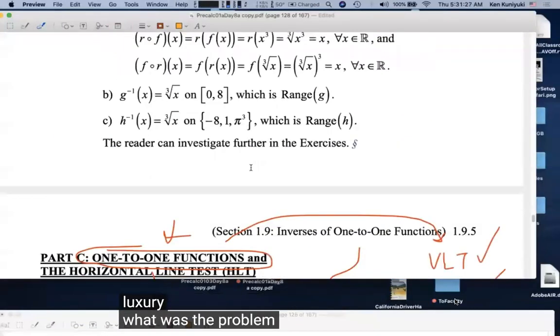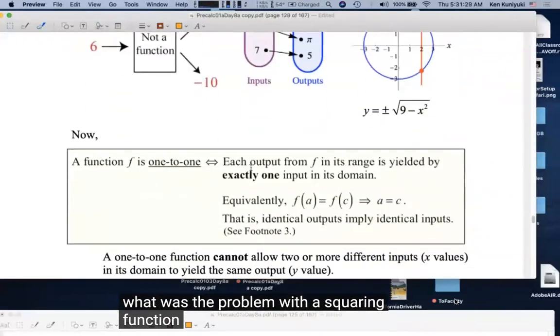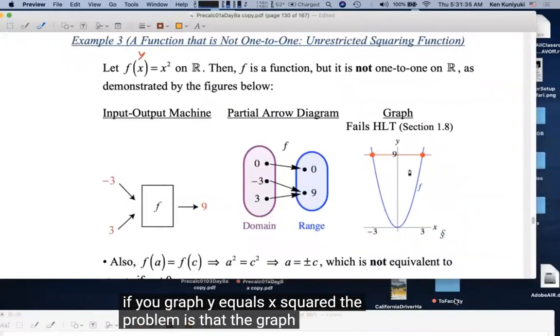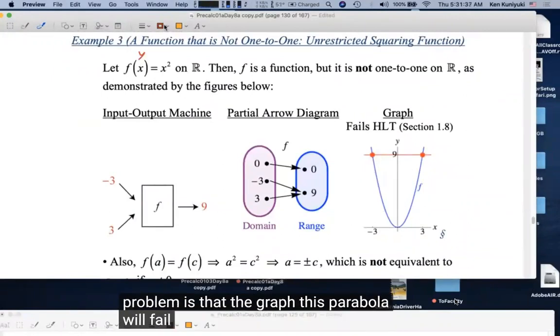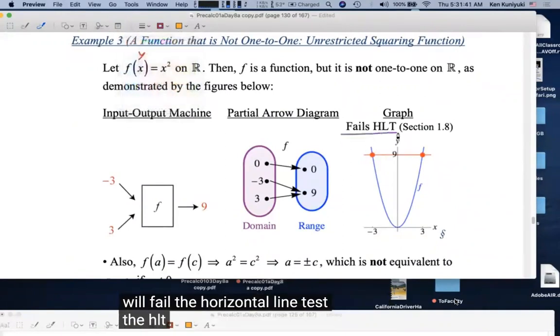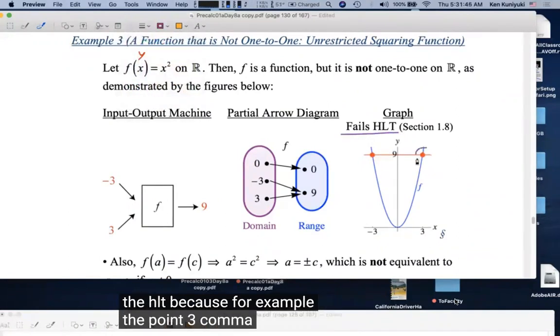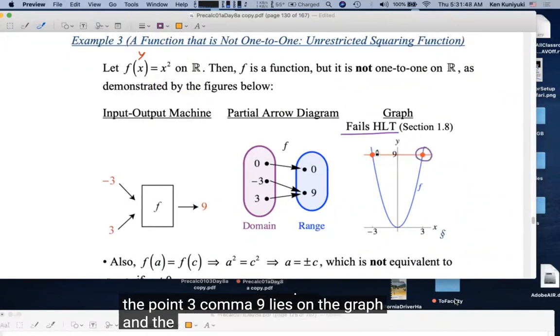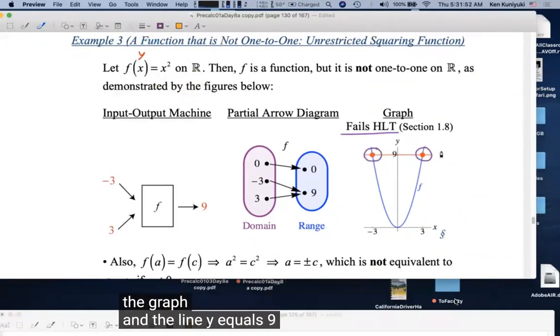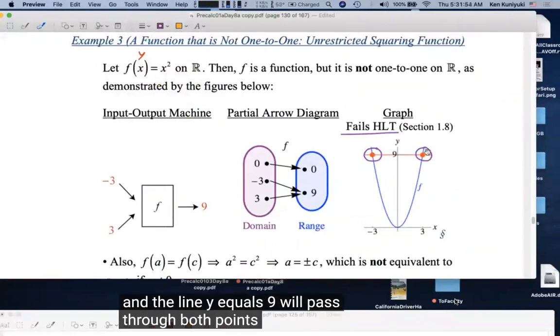What was the problem with the squaring function? If you graph y equals x squared, the problem is that the graph, this parabola, will fail the horizontal line test, the HLT. Because, for example, the point 3, 9 lies on the graph, and the point -3, 9 lies on the graph. And the line y equals 9 will pass through both points, that horizontal line.